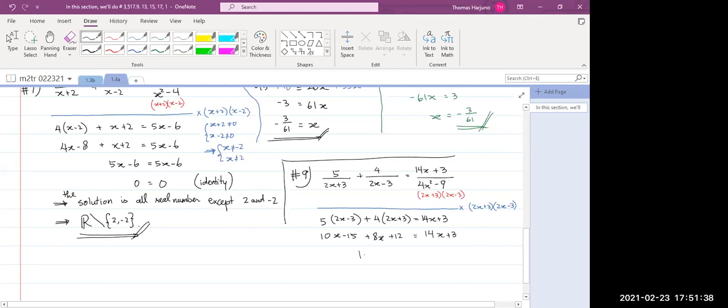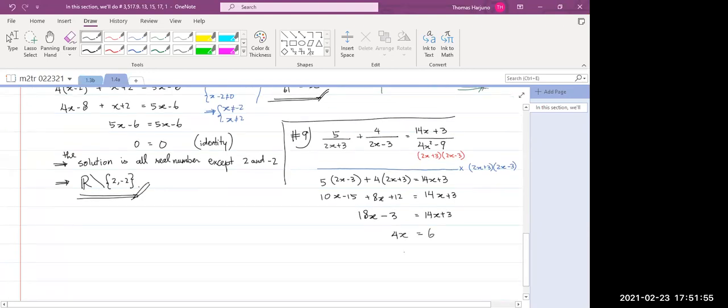I get 18x minus 3 equals to 14x plus 3. So 18x minus 14x is 4x. 3 plus 3 is 6. So x equals to 6 over 4, which is 3/2.